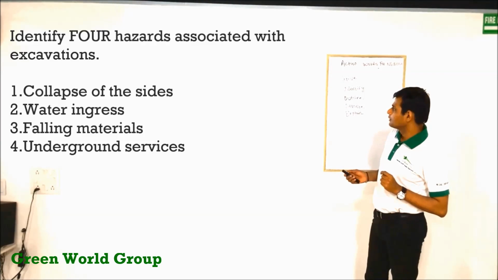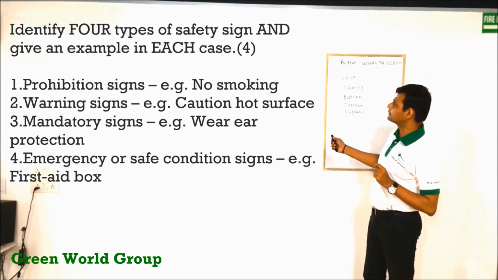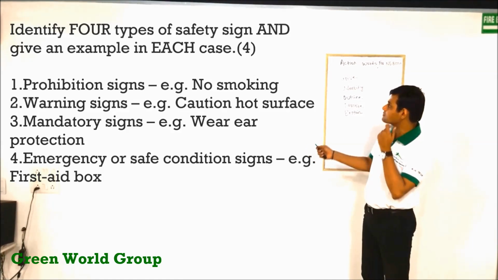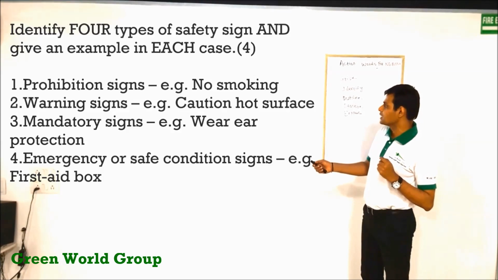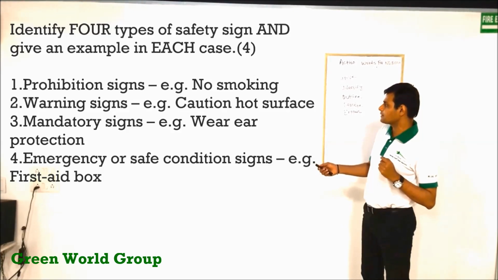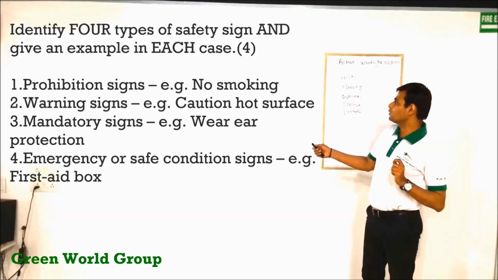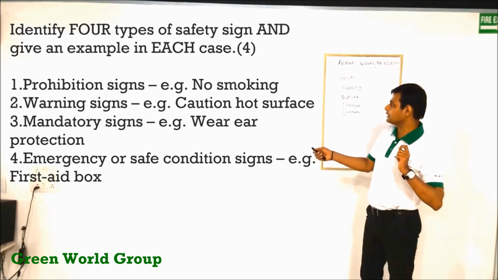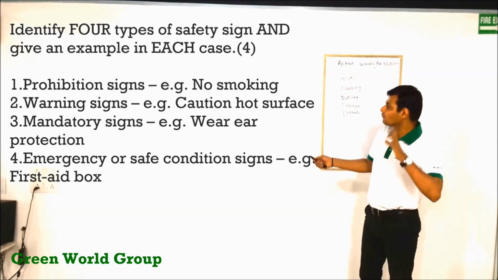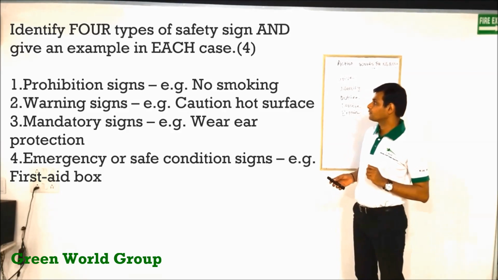Look at this question. Identify 4 types of safety signs and give an example. They are asking 4 types with examples. So you have to mention what are the 4 safety signs. Prohibition, warning, mandatory, emergency, like that. Give 4 types of safety signs. For each sign, give examples also like this. So prohibition sign, no smoking, warning sign, caution not surface, like that. For each of the safety signs, you have to give the example.